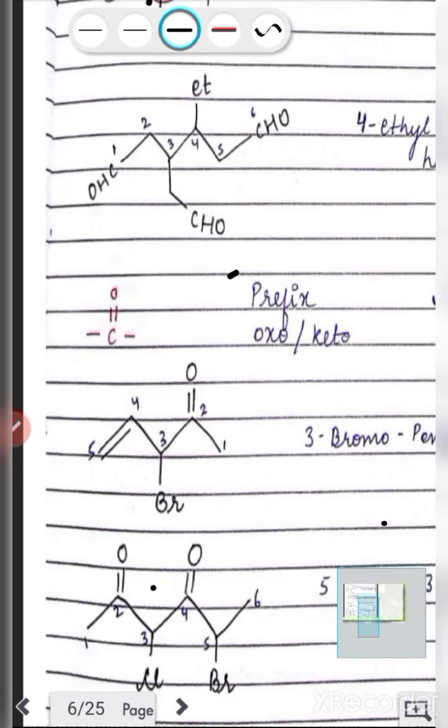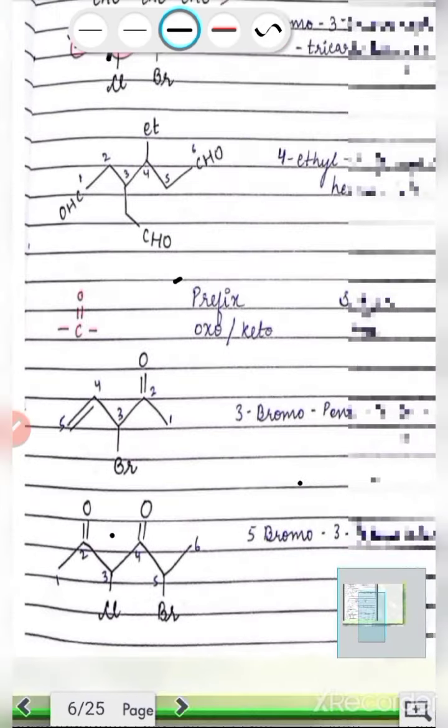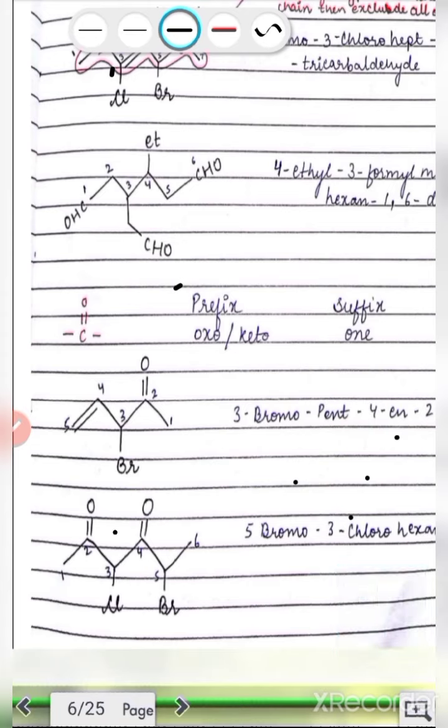Now our next functional group is the ketone group. Its prefix is oxo or keto and the suffix used is -one. Let us look at the first example. In this, the parent carbon chain is this, and the name is accordingly 3-bromo pent-4-ene-2-one.